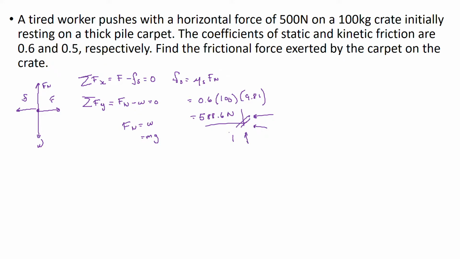So let me just signal it a lot that this thing is bigger than 500 newtons. Okay, so we know that this thing is not going to move. So the friction force exerted by the carpet on the crate is going to be equal to 500 newtons.